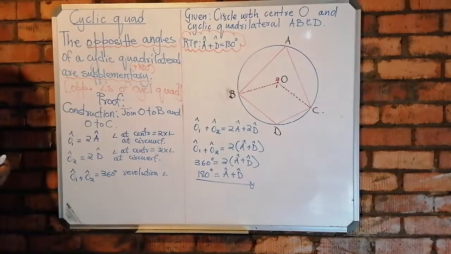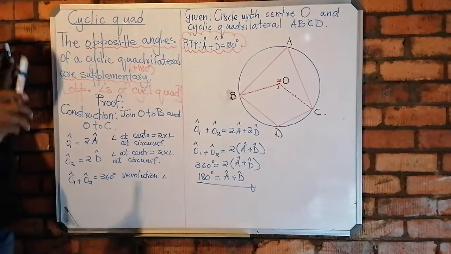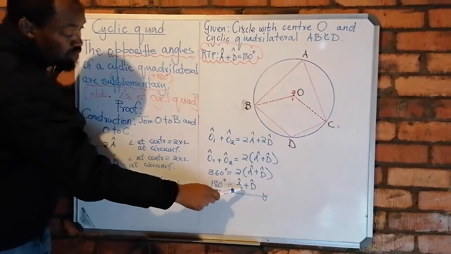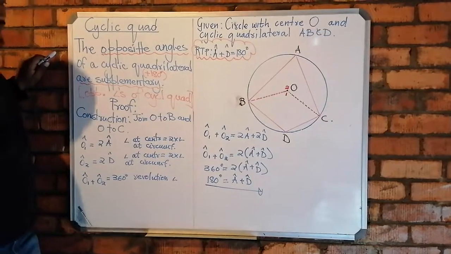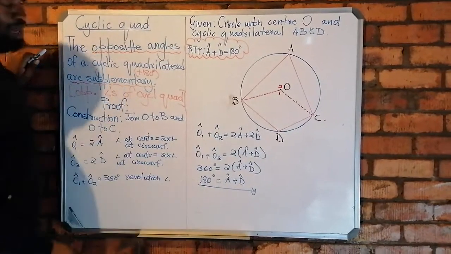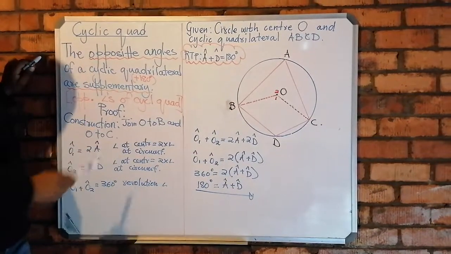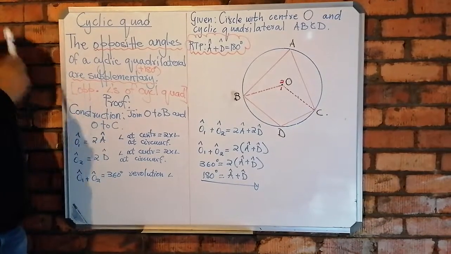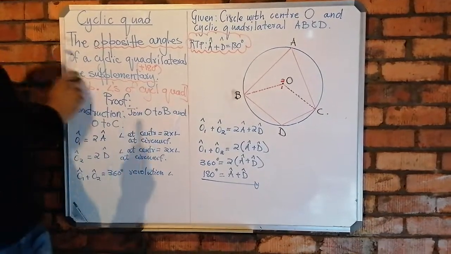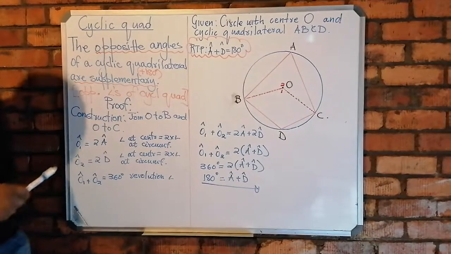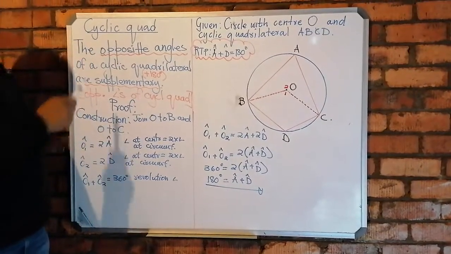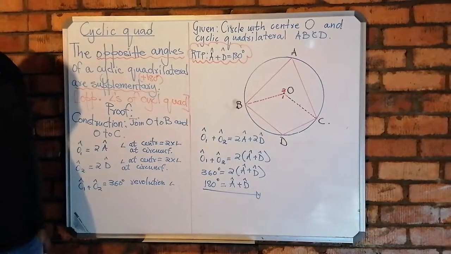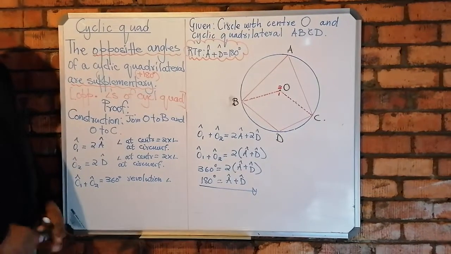Beautiful, beautiful people. The theorem stated that opposite angles of a cyclic quadrilateral are supplementary, and indeed we have proved that. Please folks, be able to state and understand the theorem. Be able to prove the theorem. Number 3, if you can do all those 2 things, you will be able to apply the theorem.